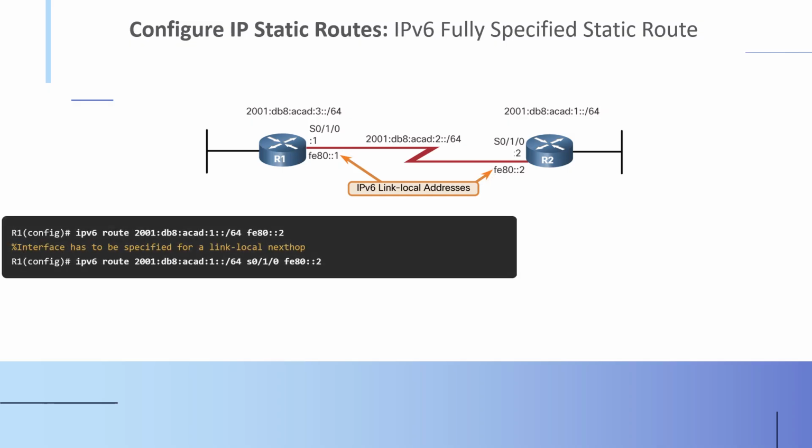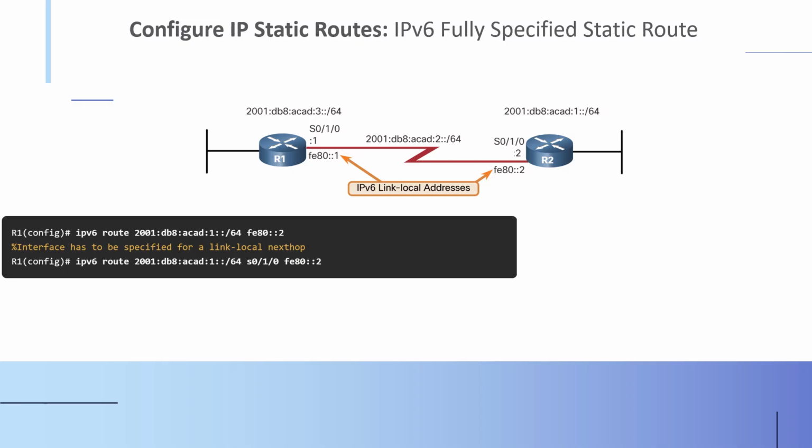Here is the command that we use. We are configuring a static route by using the IPv6 route command to reach the destination 2001:db8:acad:1::/64, by using the next hop IPv6 address, which is an IPv6 link-local address.